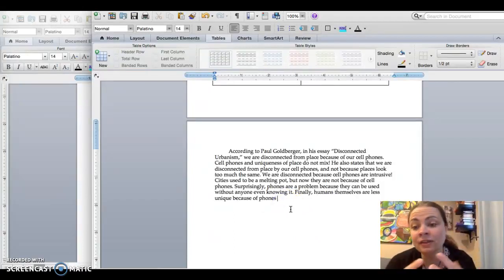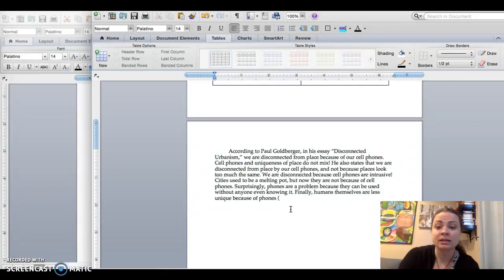So the final thing that I'm going to do is write the page range. We've already said the author's last name. We'll just write the overall page range for the article, which is 80 to 82. I just have the book behind me, so I was looking at it there. 80 to 82. And then we're going to put a period there.